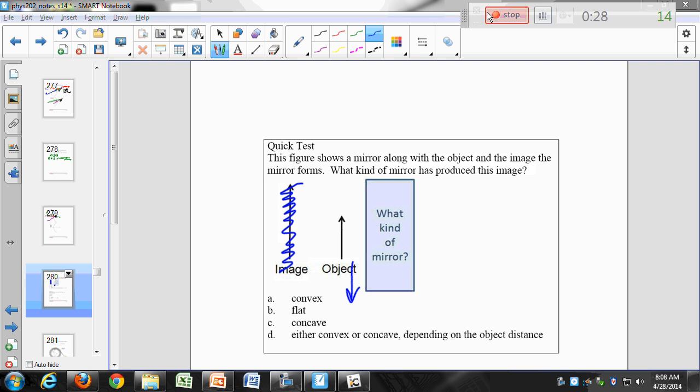Types of mirrors. We have flat, convex, and concave. Flat mirrors produce a virtual image that's the same size. Convex mirrors produce a virtual image that's smaller. And then concave can produce different types of images depending on where the object is. 3 different scenarios. No image at all, real, inverted image, or virtual, upright, bigger image. Just a few more seconds. I'll stop at 58.